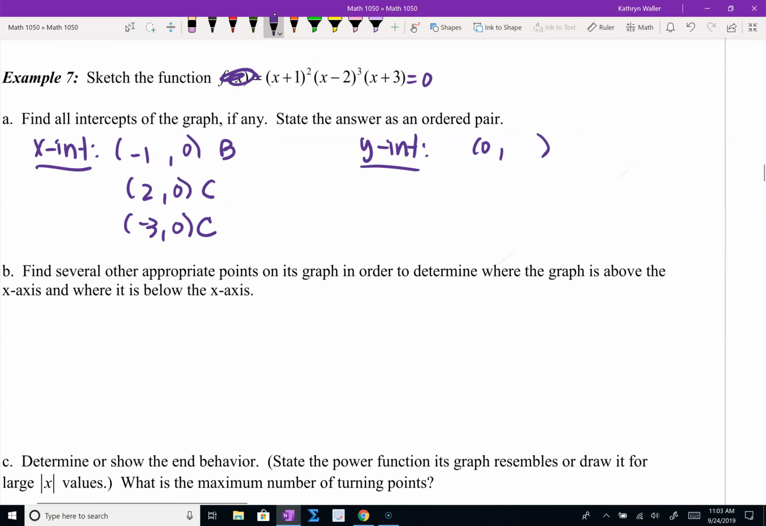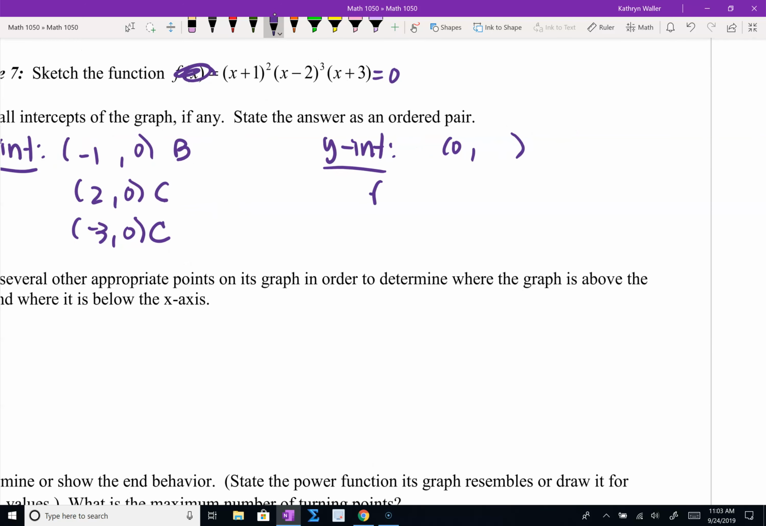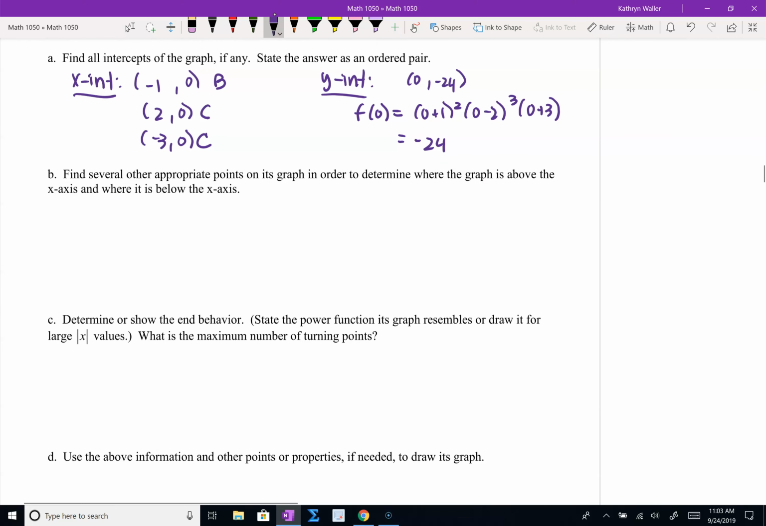Okay? Let's put a 0 in for x. So everybody go f of 0 equals 0 plus 1 squared times 0 minus 2 to the third times 0 plus 3. And I can see that that is negative 24. And you can put it in your calculator, but I can see it's negative 24. Okay, part B I'm going to skip.